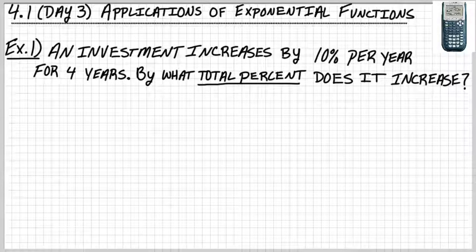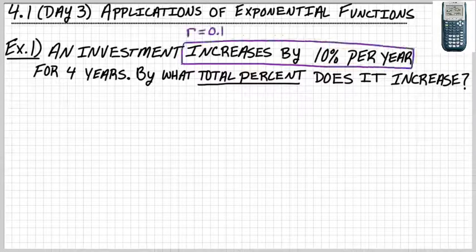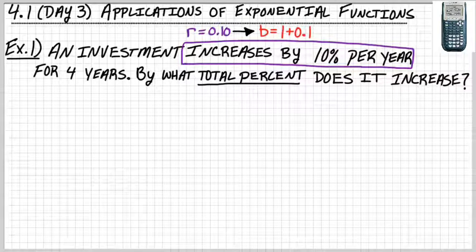Okay, so let's think about just the first year. So year 1, well, it's going to go up by 10%. That's our R value. So that's our rate. It's going to grow 10%. So our growth factor, our multiplier, B, would be 10% more than 100%. So you could do 1 plus 0.1. So 1.10. That would be our growth factor. If you just want to write 1.1, that's okay too.